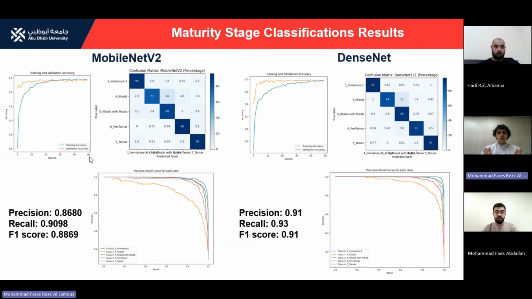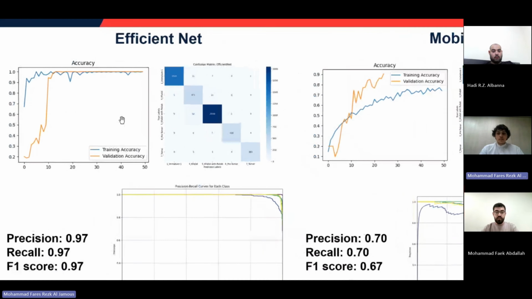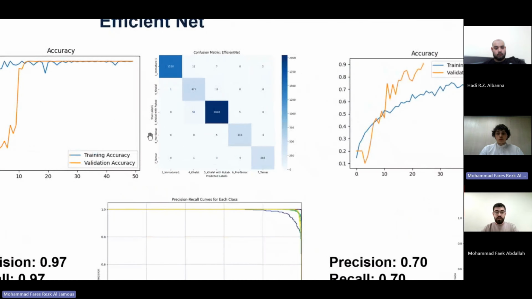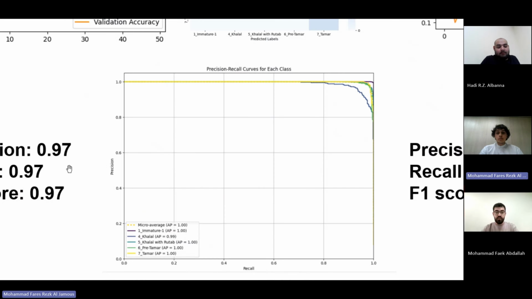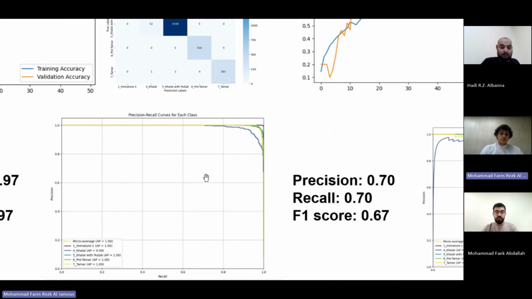This score is important because it makes sure that the AI is actually good at recognizing every stage of the date. As you can see here, both of these models did a really good job, and we continued with our testing with EfficientNet and MobileNet. Notice the EfficientNet results on the left. The confusion matrix is incredibly clean, showing very few misclassifications across all maturity stages, completely outperforming the MobileNet model on the right. As shown here, the F1 score is 0.67.